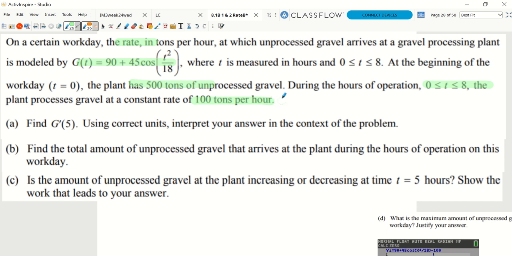Remember, we're doing two rates. Usually one's a gain, one's a loss. One's coming in, one's coming out, and the two rates are battling each other. So do you agree this is battling that, so to speak? Because this is unprocessed versus processed.